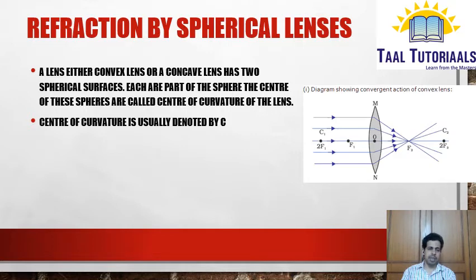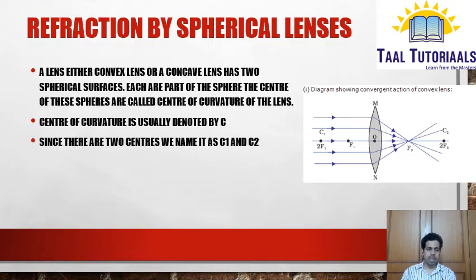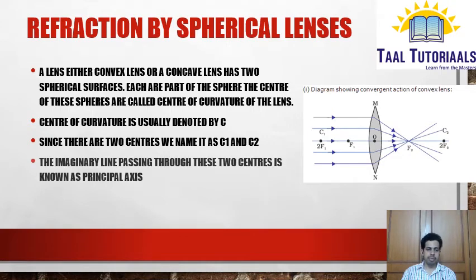The center of curvature is usually denoted by the letter C. You can observe C1 and C2 in the diagram, which are 2F1 and 2F2. Since there are two centers, we name them C1 and C2. If we had only one, we would have named it simply C.